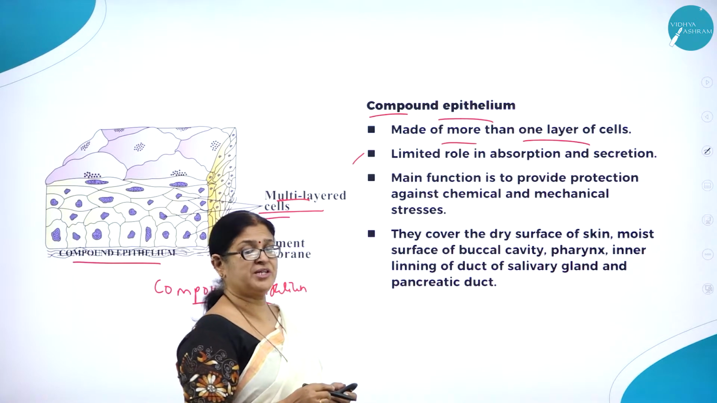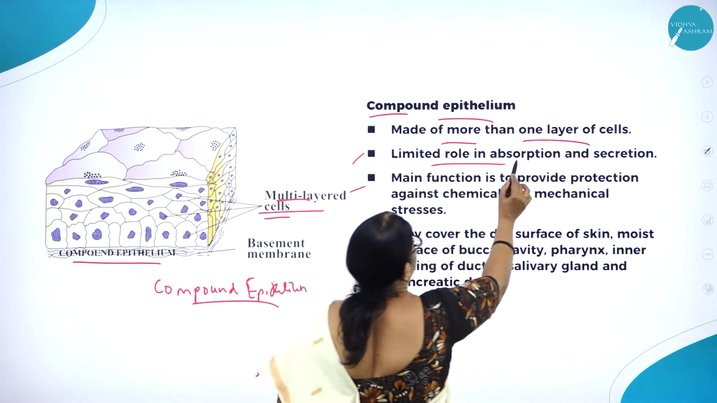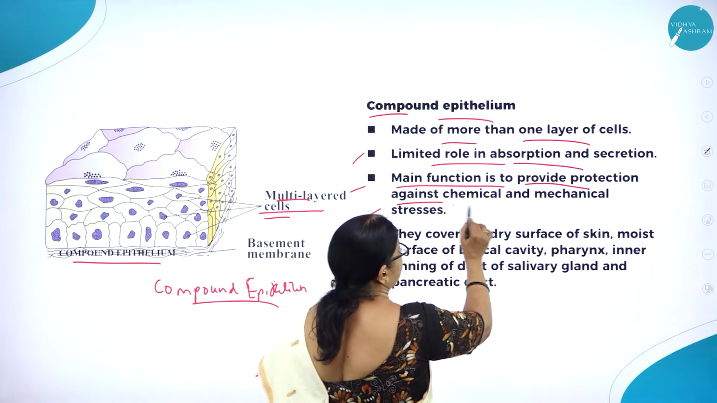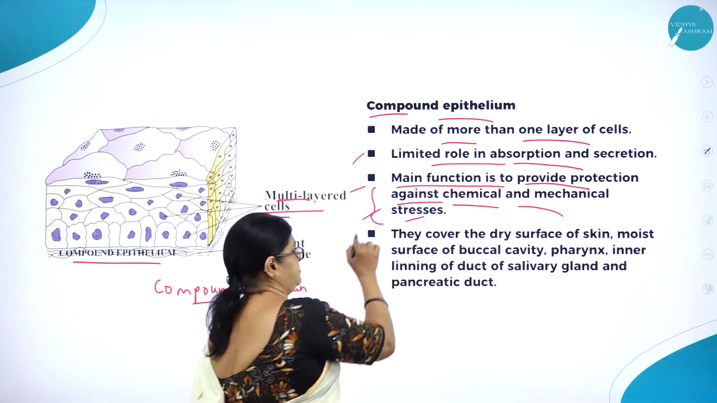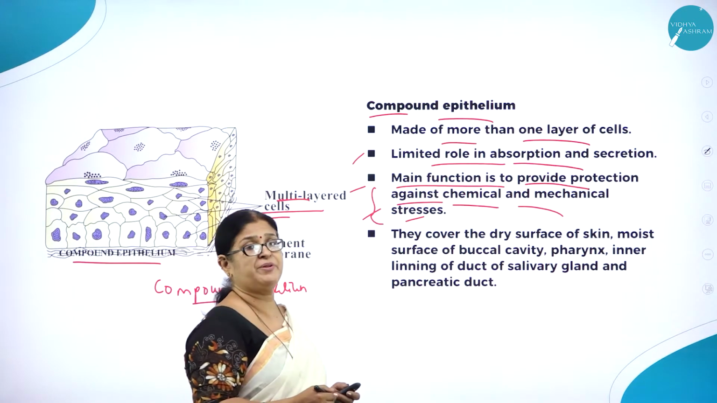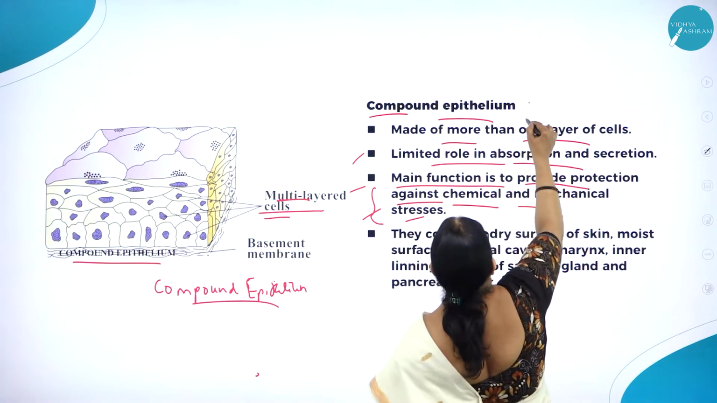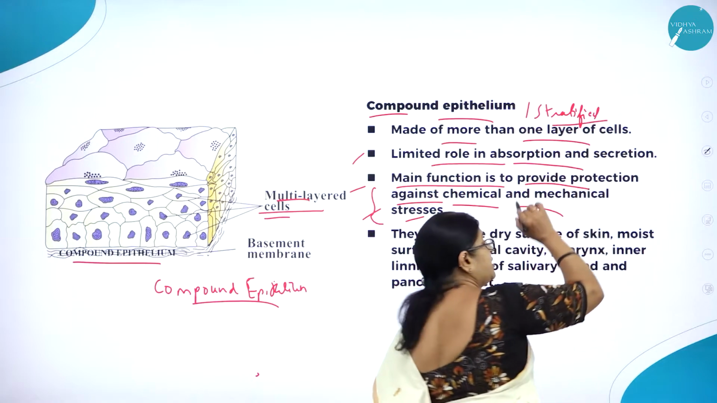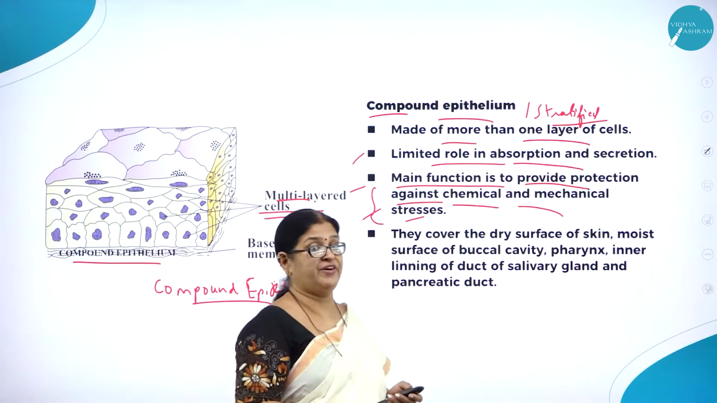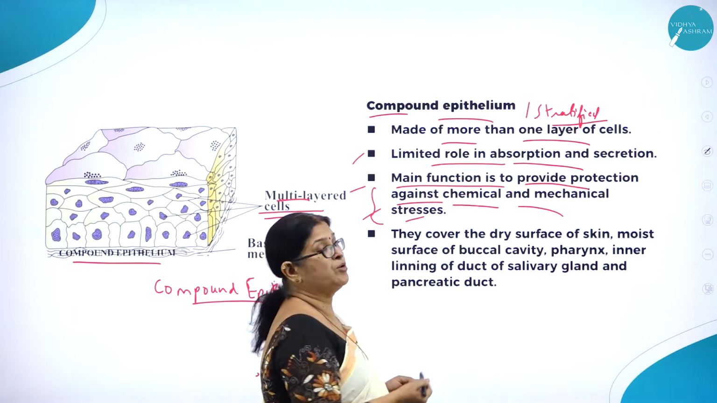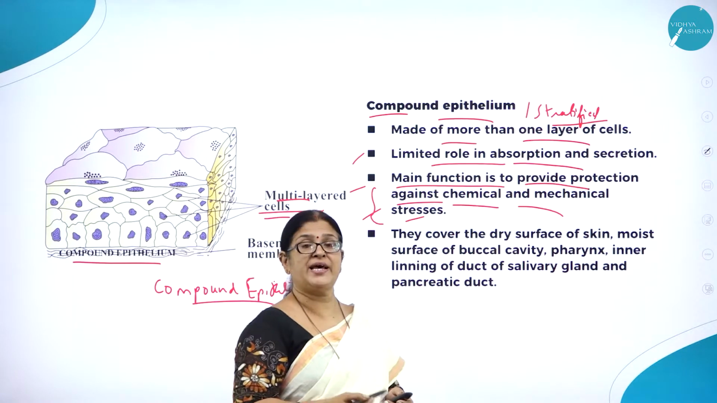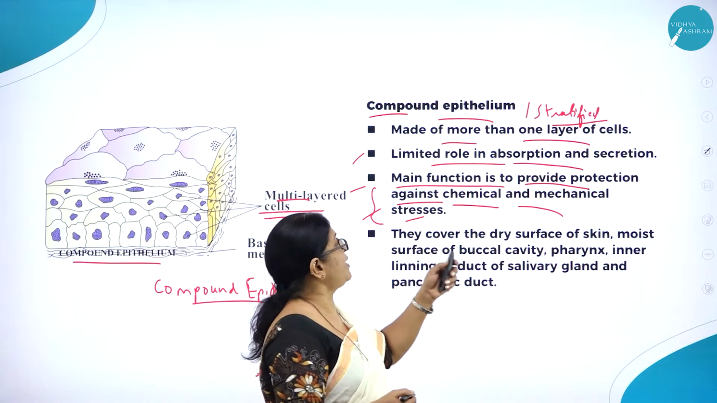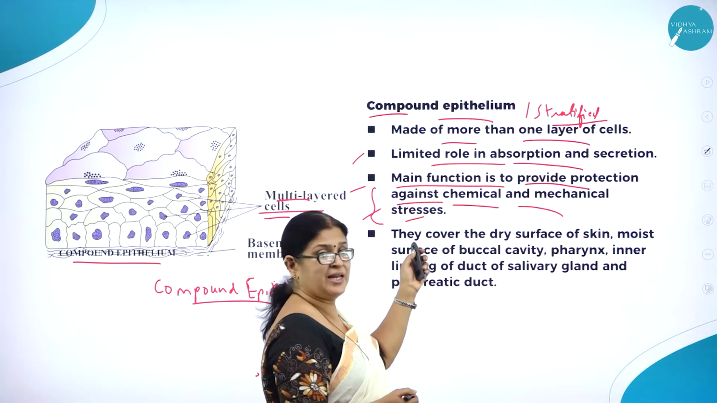They have a limited role in absorption and secretion. The main function is to provide protection against chemical and mechanical stresses. So what is the main function of this compound epithelium, which is also called stratified? If it is more than one layer, we use the word stratified. Compound means made up of more than one layer of cells. It has a limited role in absorption and secretion. The main function is to provide protection against chemical and mechanical stresses.